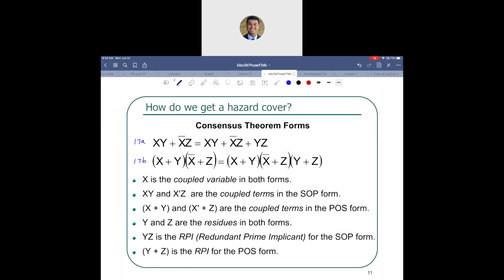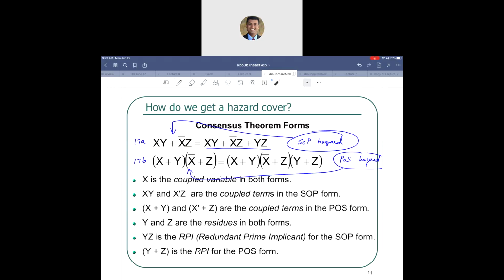And one of them is the SOP hazard, and this is the POS hazard. SOP hazard is present here, gets eliminated here. So SOP hazard is present in the left hand side of 17a. It gets eliminated by going to the right hand side of 17a. POS hazard is present in the left hand side of 17b. It gets eliminated on the right hand side.